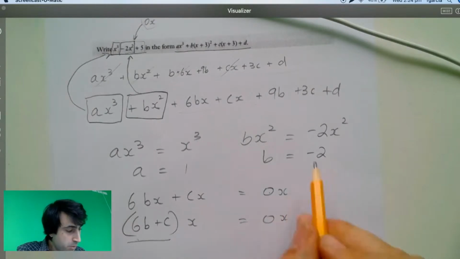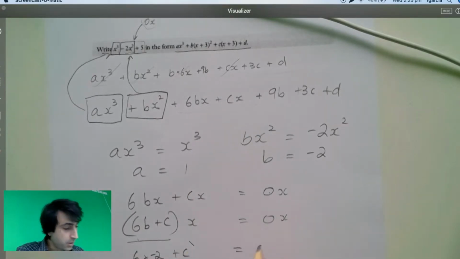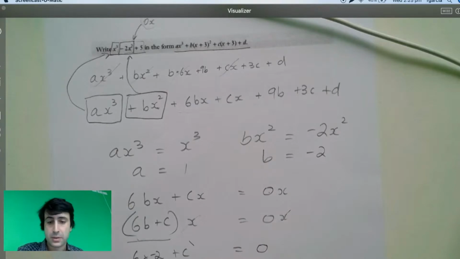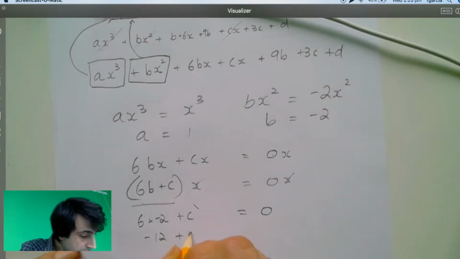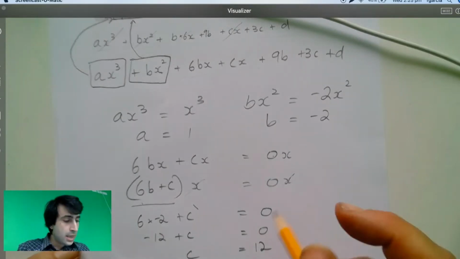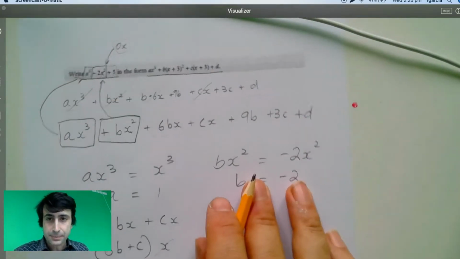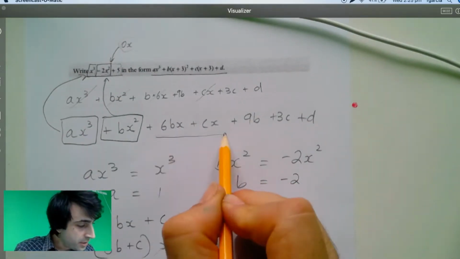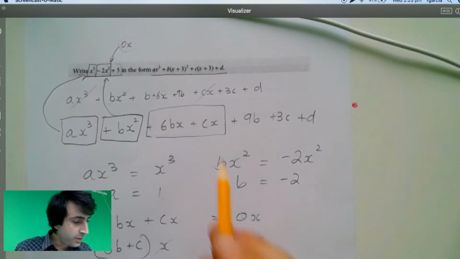And I also know that b equals minus 2. So 6 times minus 2 plus c has to equal 0. The x's can cancel out. So minus 12 plus c equals 0. Therefore, c has to equal 12. Now, going back up here, I know that this is now sorted. We've dealt with that. So we've figured out a, b, and c.